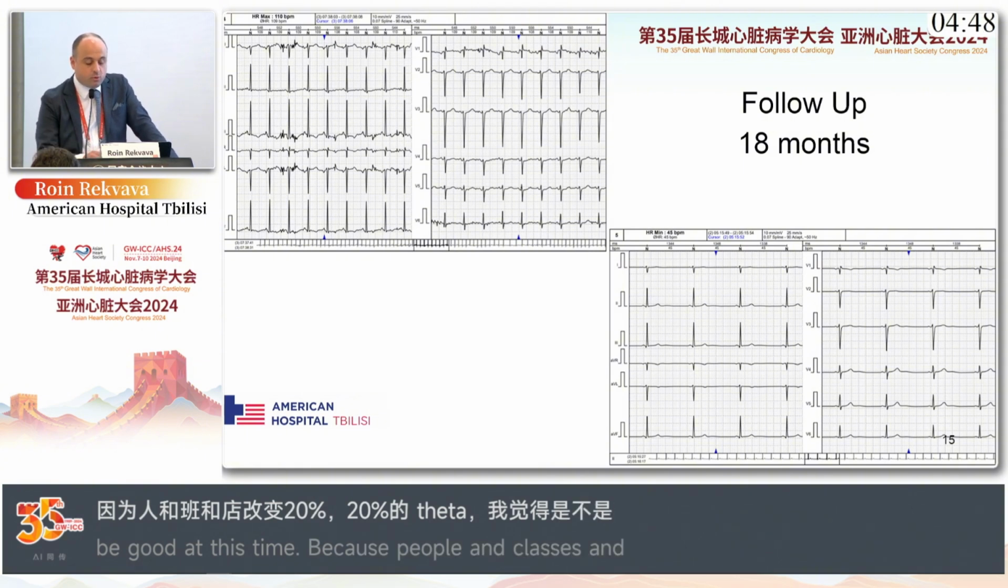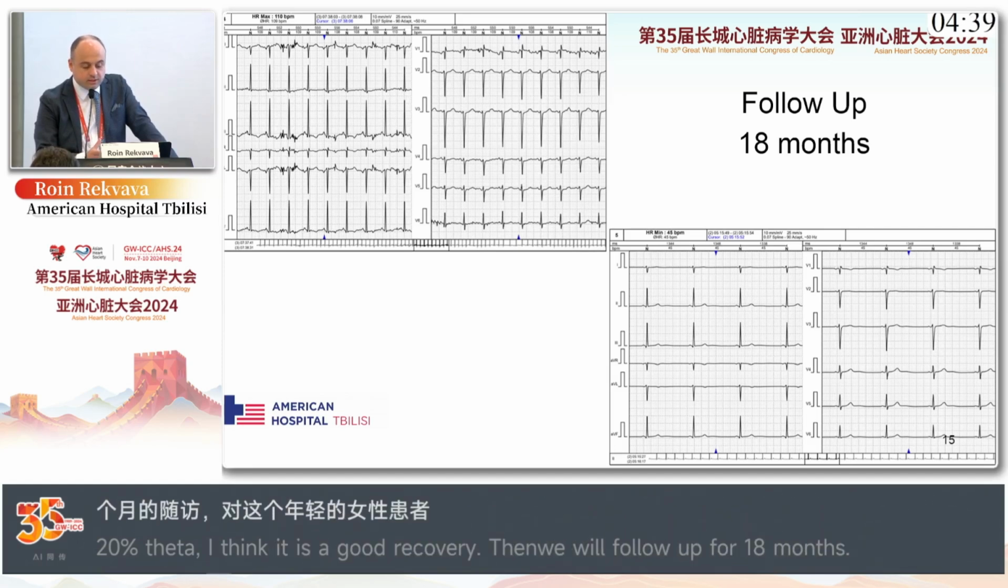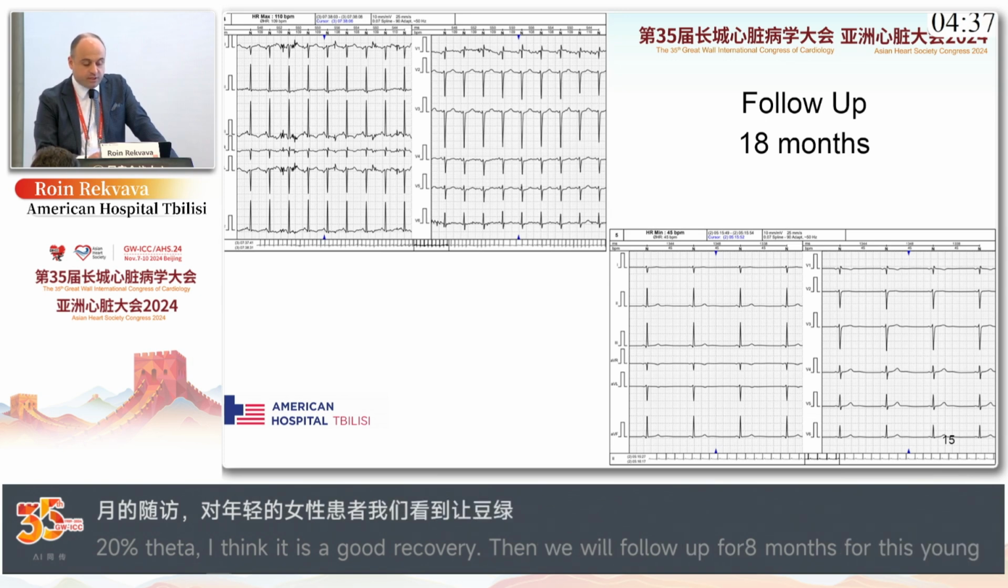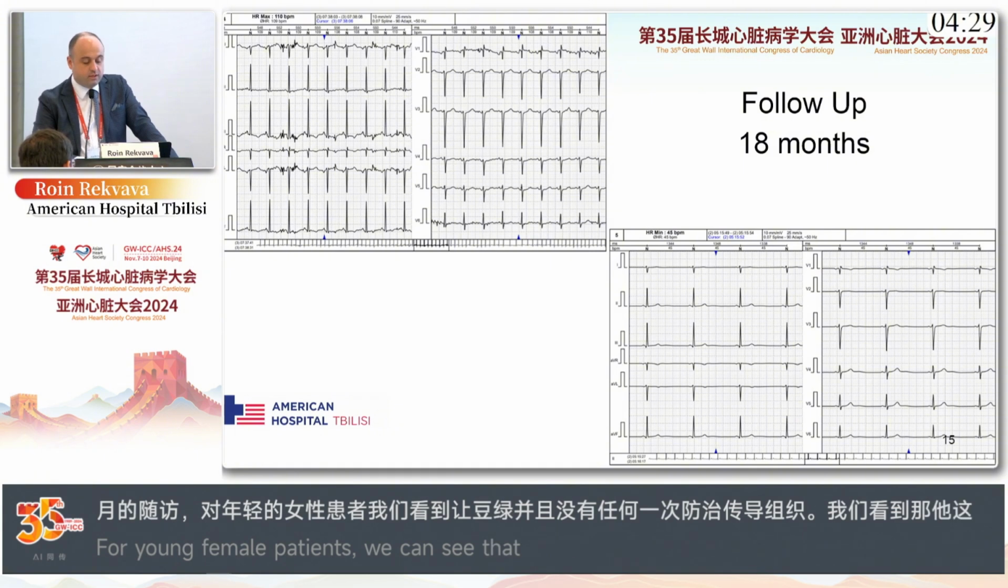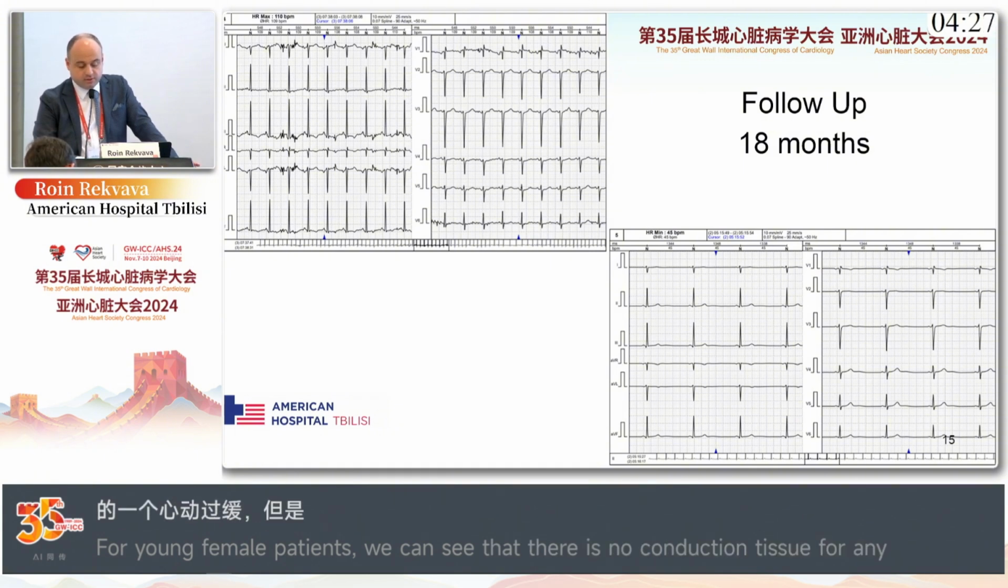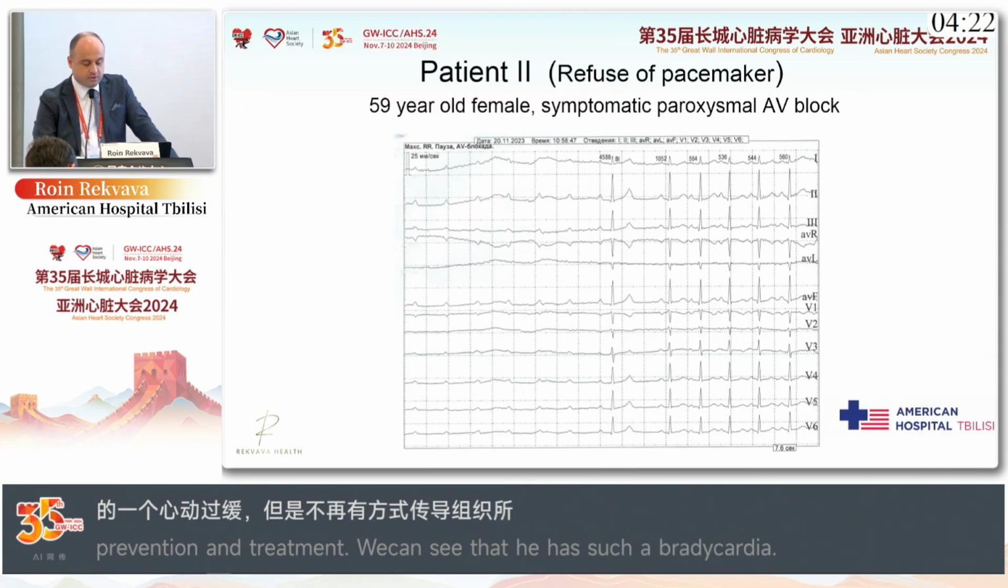After 18 months of follow-up for this young lady, you see acceleration of the sinus node and not a single atrioventricular block episode. You also see sinus bradycardia, but no more AV block. So there was not a single AV block episode in 18 months after radiofrequency ablation.